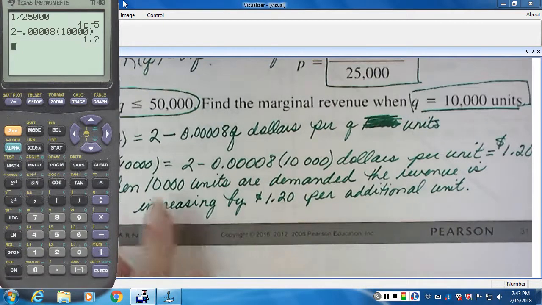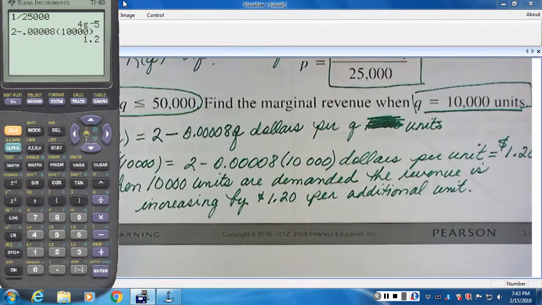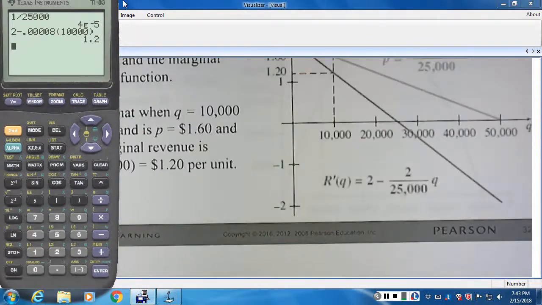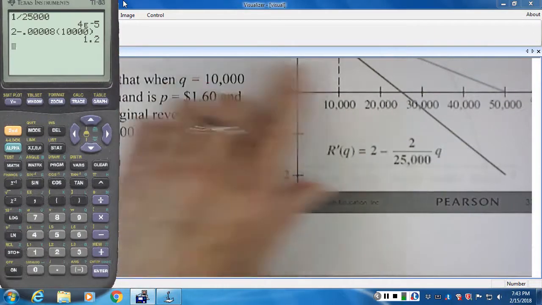So if this was 10,000 units, then the 10,001st unit would bring in, I'm sorry, it wouldn't cost $1.20. It would cost the consumer $1.20, but it would bring in $1.20 revenue to you. Okay? And this graph, even though I wouldn't necessarily expect you to make it, basically shows that that's the case.